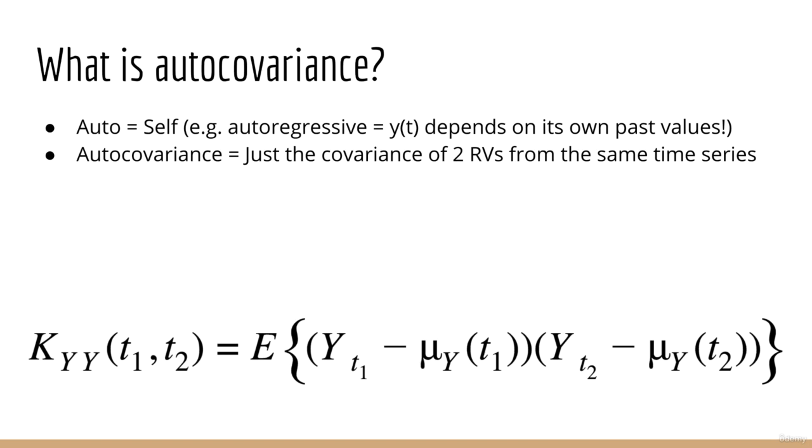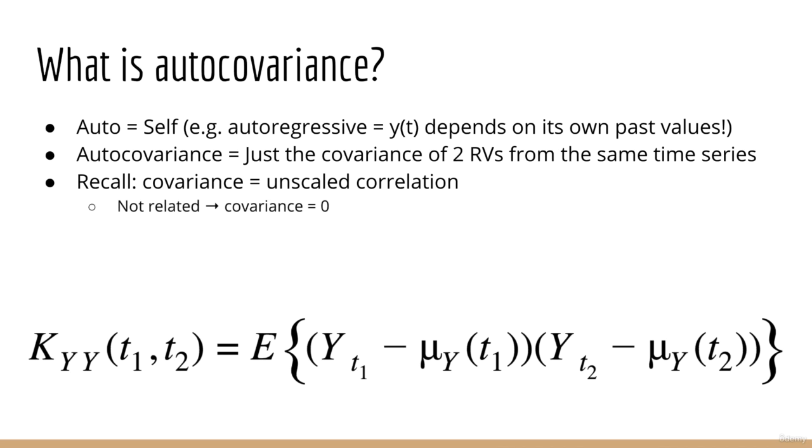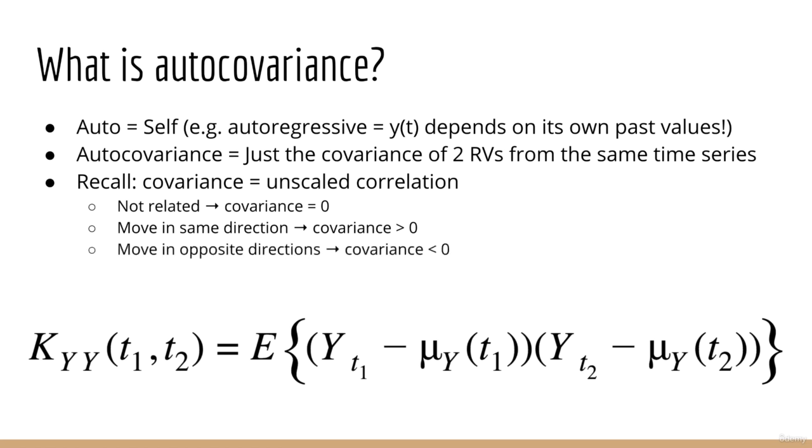And what is covariance? Well, we've learned that it is the unscaled correlation. Therefore, it tells us how related two random variables are. If they are completely unrelated, then the correlation and hence the covariance will be zero. If they are related, that is, they move together, either in the same direction or the opposite direction, then this value will be non-zero. If they move in the same direction, then the covariance will be greater than zero. If they move in opposite directions, then this value will be less than zero.